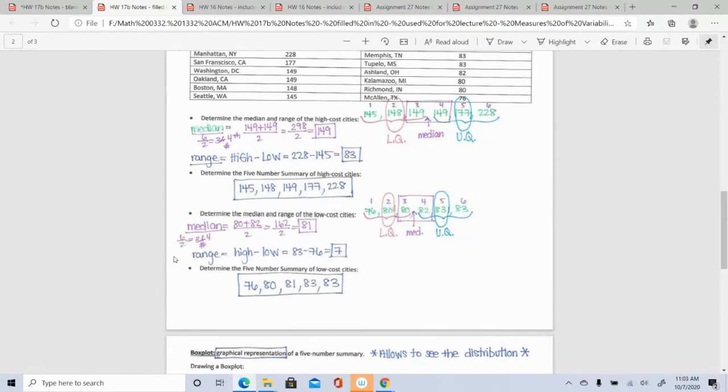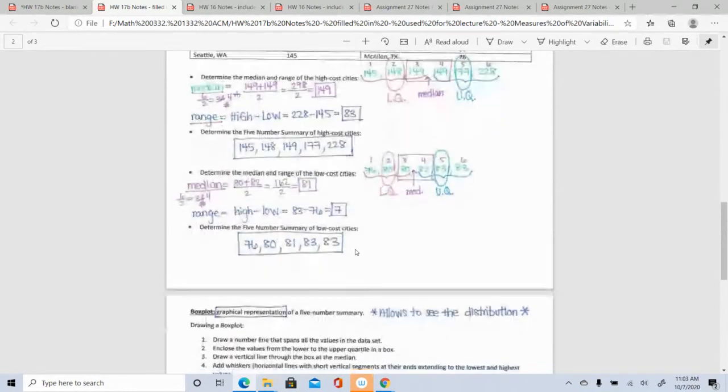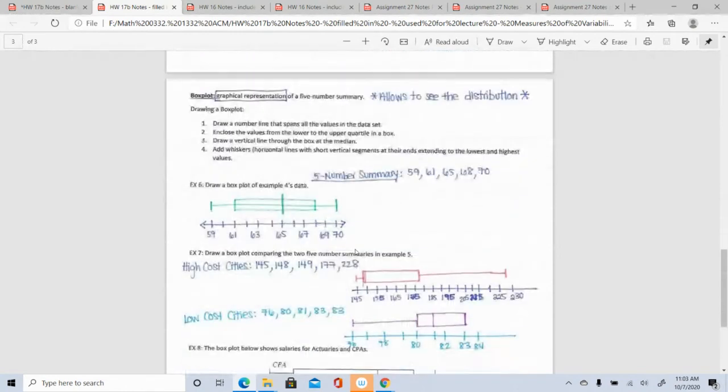And then you would find the range. That was the other thing they said. You do the high number minus the low number. So remember, you've got to put these numbers in order from least to greatest for these things, because you would have missed something on the median and you would have missed something on the range if you don't do that. Okay, so let's look at the next part.